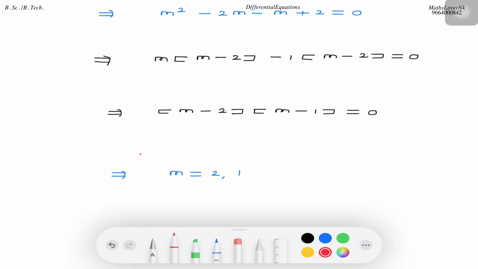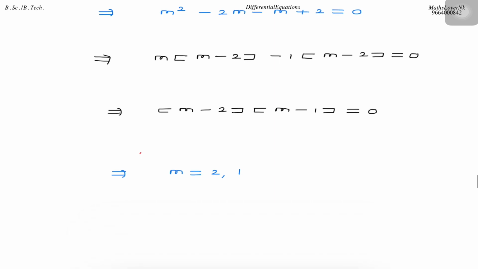Hence CF is equal to, we know that when two roots are unequal then CF is equal to C1 e the power ax plus C2 e the power bx. So C1 e the power x plus C2 e the power 2x. This is the CF.